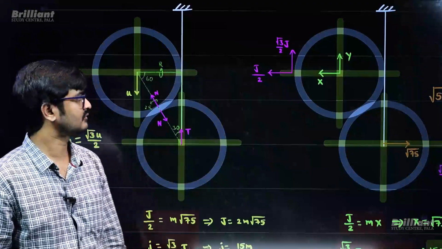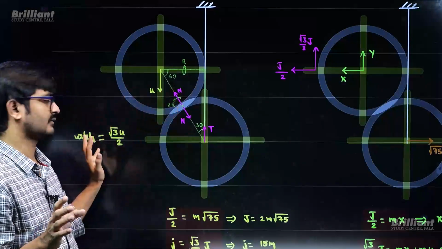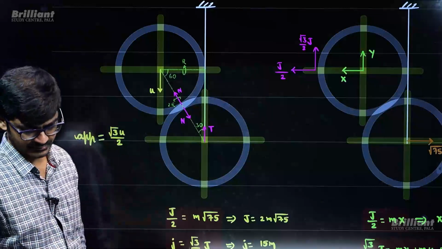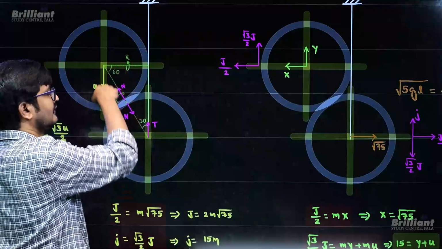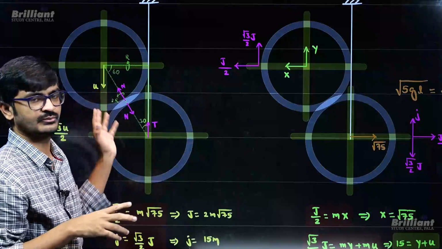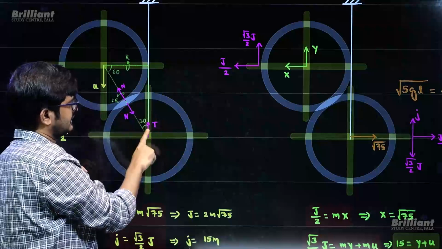the regular algorithm of solving it will be, this is how the initial figure looks. Velocity of approach is root 3 u by 2, just as we mentioned before. Now how many forces will be acting on this guy? There will be normal, there will be weight. See, weight is non-impulsive, so I am not going to put it in the figure. So normal, here there will be normal on this guy in this direction, and there will be tension.